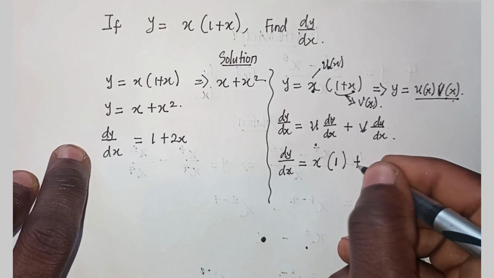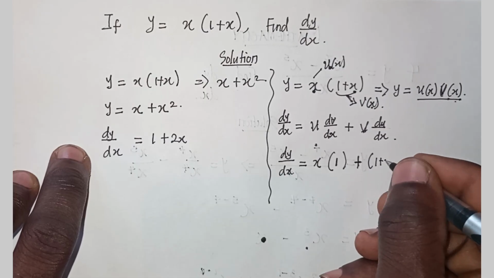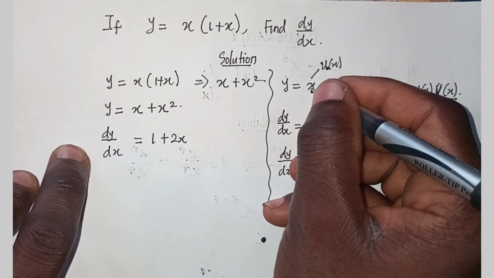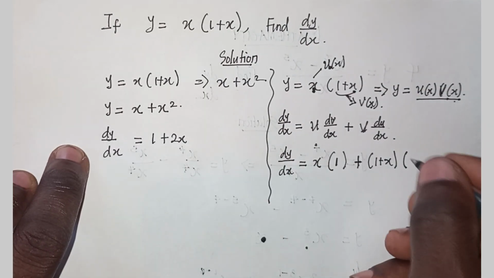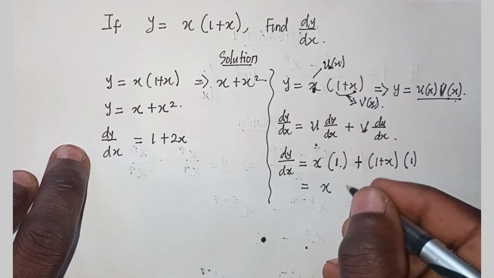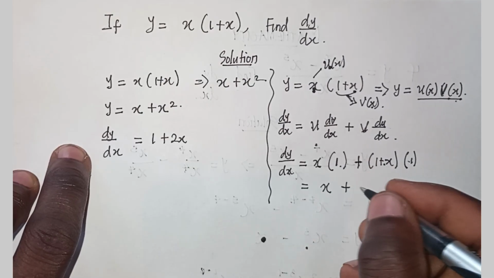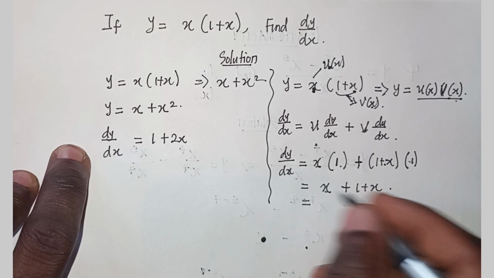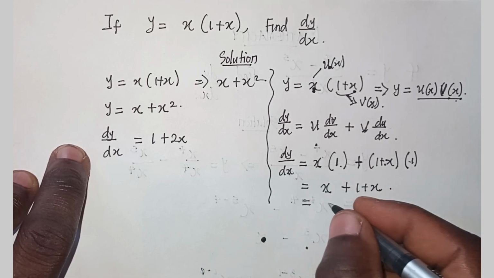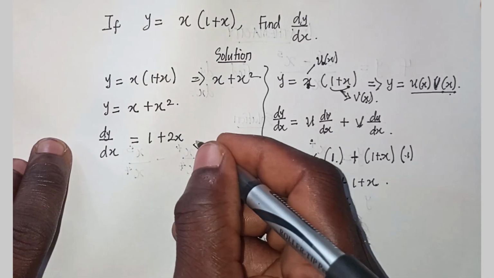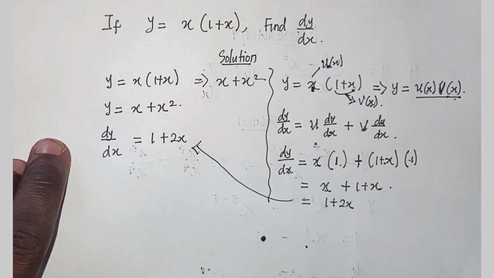Now plus our v, which is 1 plus x, times du/dx, which is x here. When you differentiate x, that will be what? 1. So we have x times 1, which is x, plus 1 times the content here, you have 1 plus x. So when you collect like terms, x plus x here will give us 2x. So we have 1 plus 2x, which is the same as the one we have here.